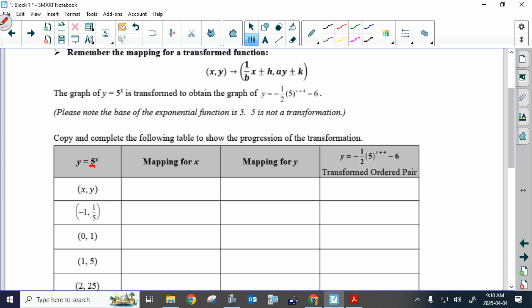x plus 4 is moving to the left 4. Left 4 would be x minus 4, right? Yes. So the x plus 4 in the equation becomes x minus 4 because we're going left 4. What would the mapping be for y? Remember, y is the easy one. It's just going to be your a and your k, right? So this just becomes negative 1/2 y minus 6. When I put them together, this is my mapping notation: (x, y) goes to (x minus 4, negative 1/2 y minus 6).